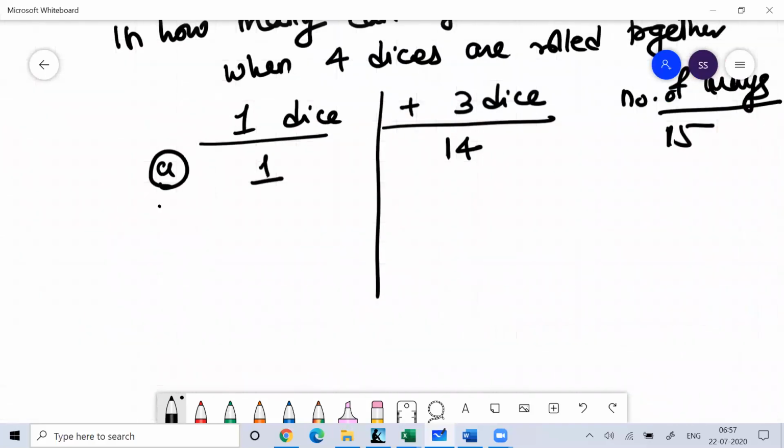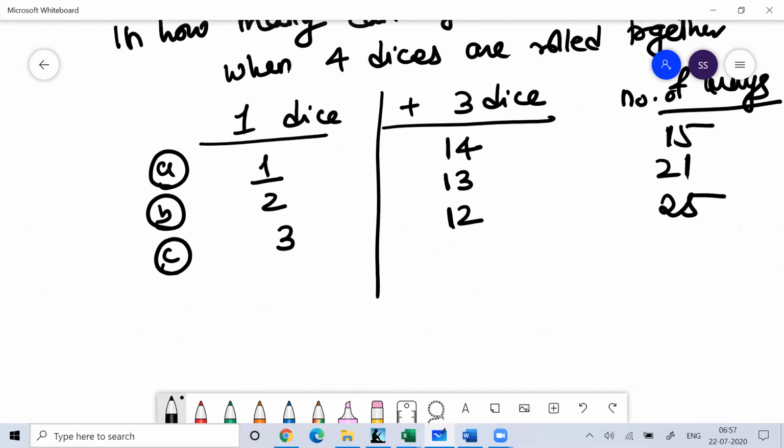Okay, so then if on one dice you get 2, then it should be 13 on the other three. The number of ways for 13 is 21. Then on one dice, if you get 3, then it should be 12. The number of ways is 25. Then on one dice, if you get 4, then it should be 11. The number of ways is 27.